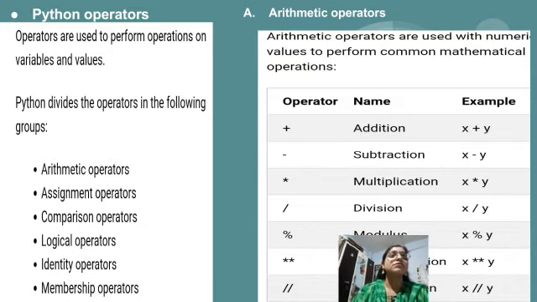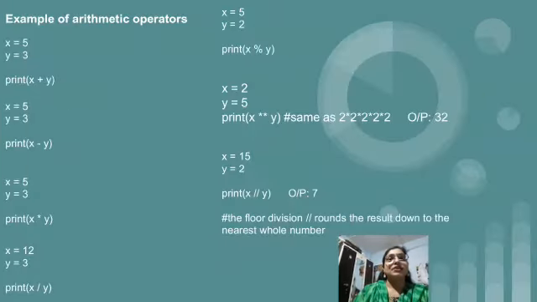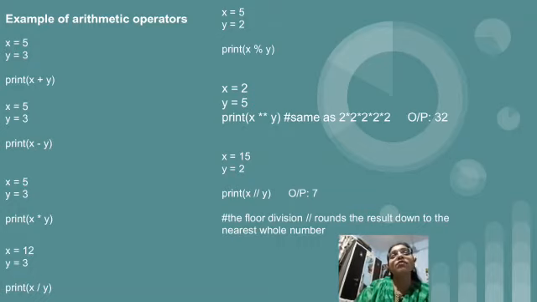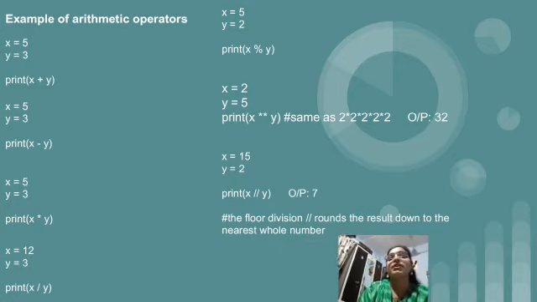Two asterisk symbols is the exponentiation operator. And the next one is double slash, which is floor division. We will see examples of all these operators. First, an example of addition: x equal to 5, y equal to 3, and then we print x plus y. What will be the output of this program? 5 plus 3, 8. After that, x equal to 5, y equal to 3, and print x minus y. Now we are performing subtraction. 5 minus 3, 2 will be the output of this program.